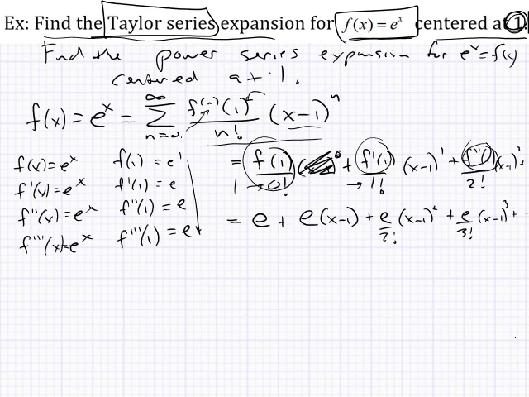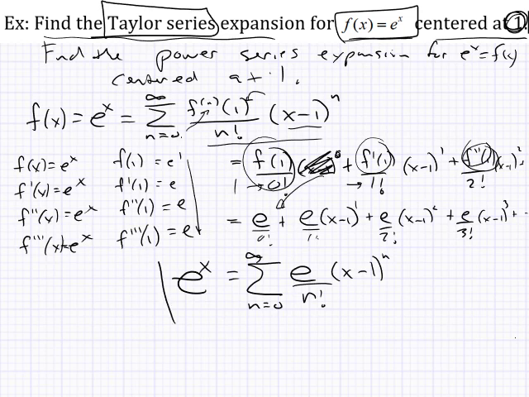If I wanted to write that in summation notation, sometimes that's easier than other times. This one's not too bad. They all have an e in them. E is going to be over 0 factorial, 1 factorial, 2, 3, 4, 5, 6. So that'll be over n factorial. And I have this x minus 1 to the n for each one. Remember, this was x minus 1 to the 0, to the first, to the second, to the third. So that'll be to the n. So that is your power series centered at 1 for e to the x.